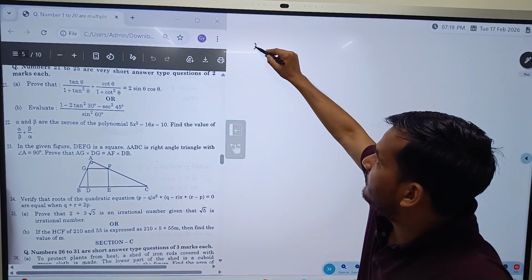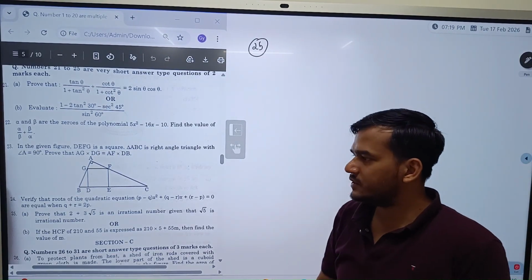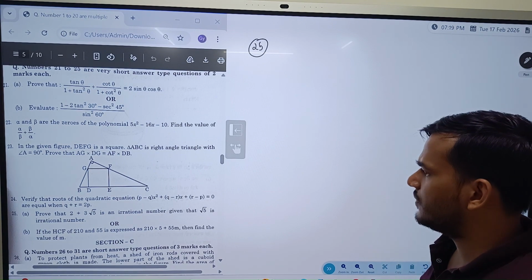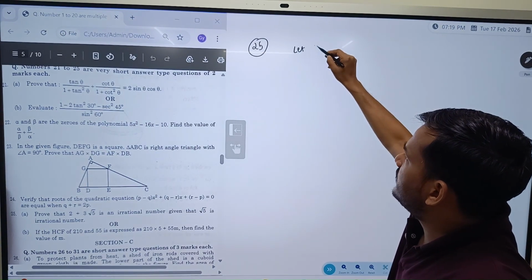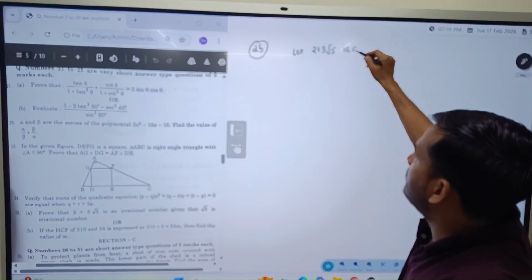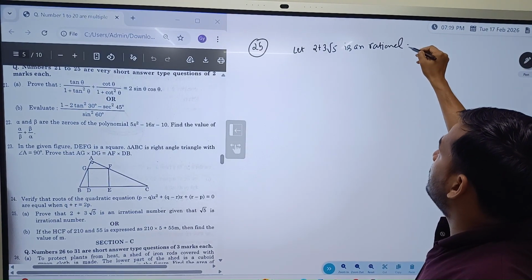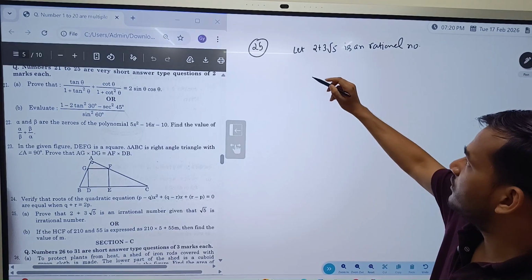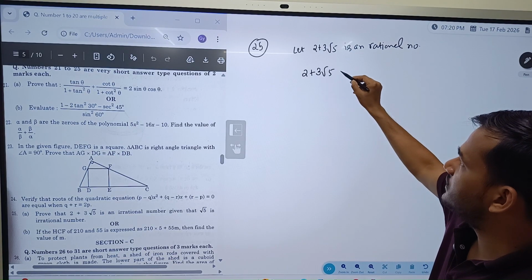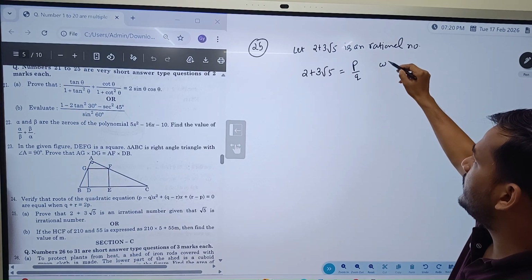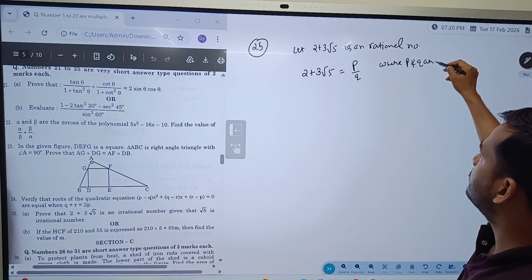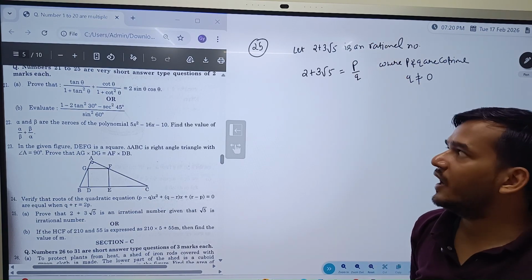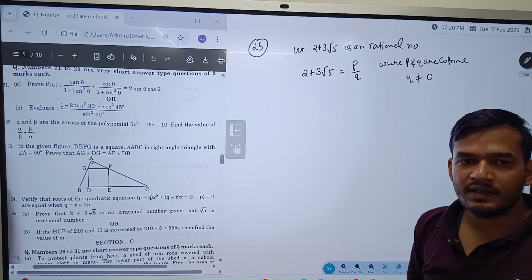Now moving to question number 25. In this you have to prove 2 plus 3 root 5 is an irrational number. This is a direct question from the real numbers chapter. So let 2 plus 3 root 5 be a rational number. Now we can express any rational number in the form of p by q, where p and q are co-prime numbers. So 2 plus 3 root 5 is equal to p by q, where p and q are co-prime numbers and q not equal to 0, because if q is equal to 0, that will make it undefined. So that's why q should not be equal to 0.